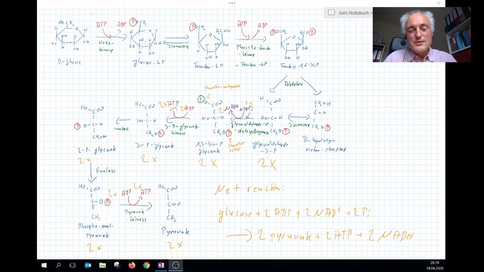So this is the secret about glycolysis. You produce ATP, you produce 2 molecules of ATP via substrate level phosphorylation. So it's directly coming from energy-rich phosphate bonds.